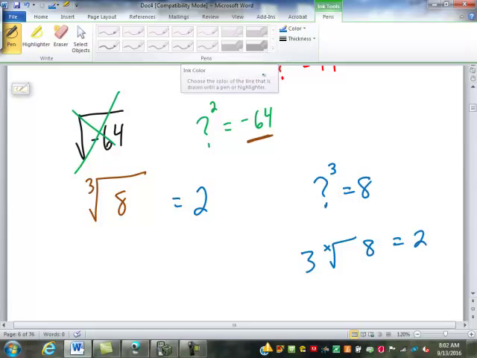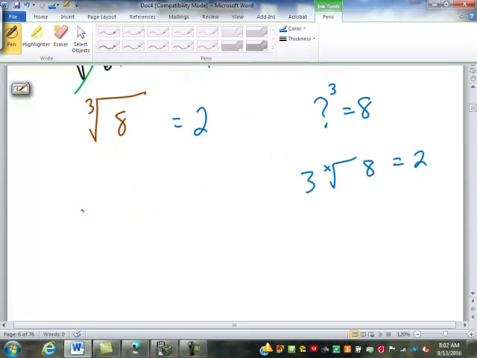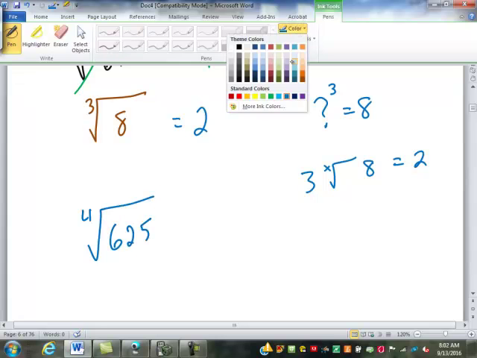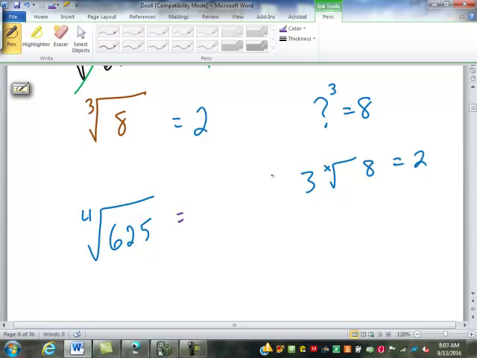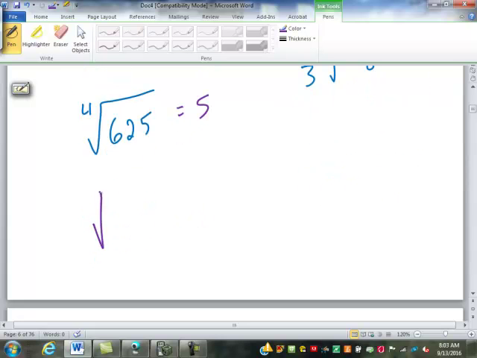Okay, so what if I want to take the fourth root of 625? So what do you get? You get 5? Perfect. How about the fourth root of negative 81? Gives you an error, doesn't it? Remember, that's asking us what number to the power of 4 equals a negative 81. Anything to the power of 4 is going to be positive.